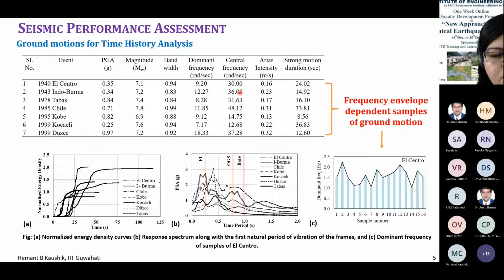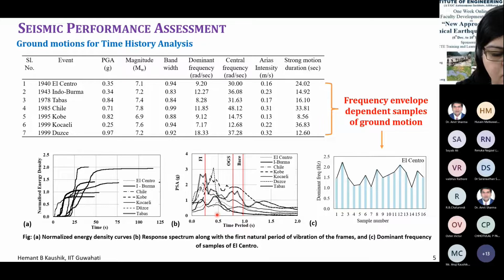So what I've done here is I'm plotting the energy density curves, and these are the normalized energy density curves for all these ground motions. So you can see how different these are, right? And those of you who are not familiar with the energy density, you must be knowing the response spectrum. So here is the response spectrum calculated or plotted for each of these 7 ground motions, right?